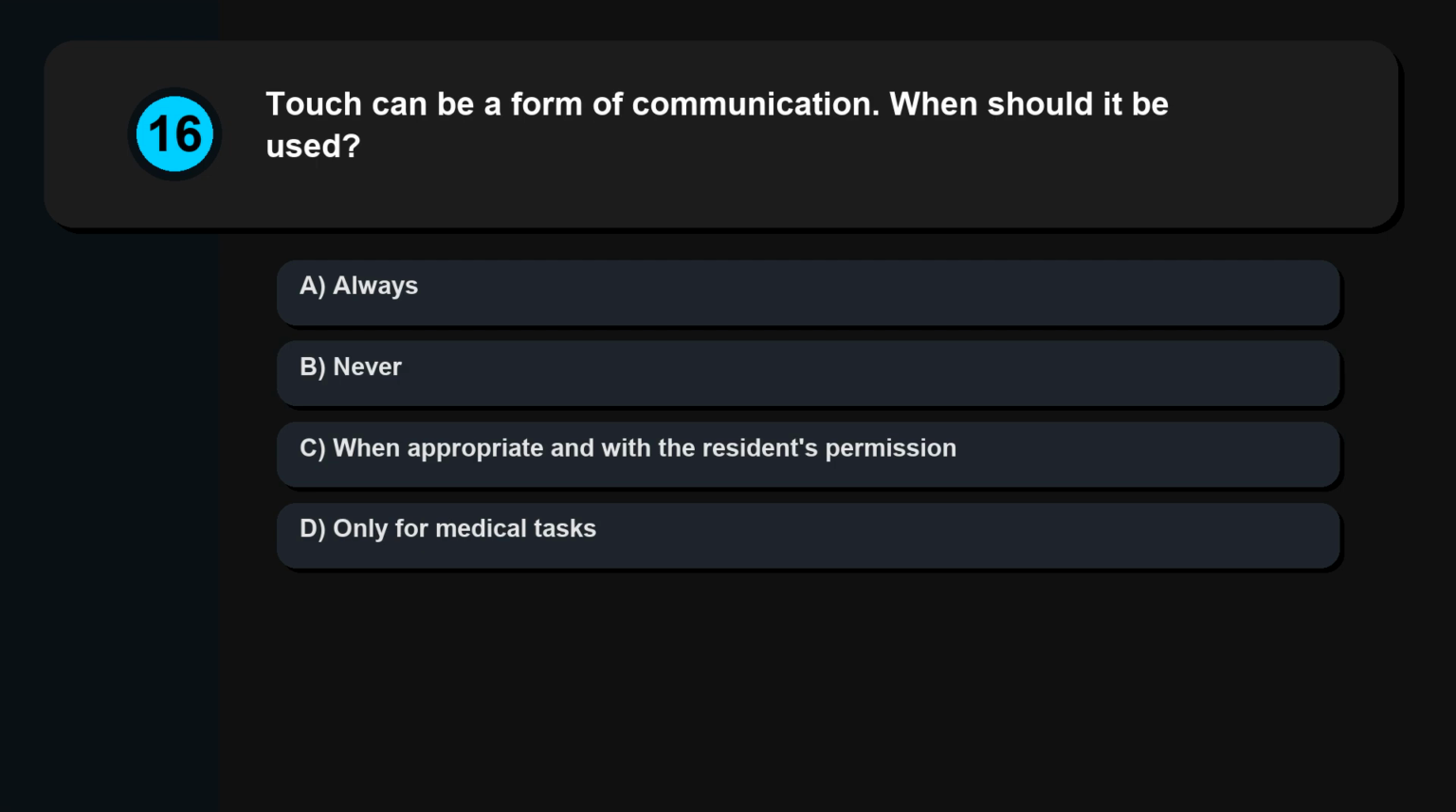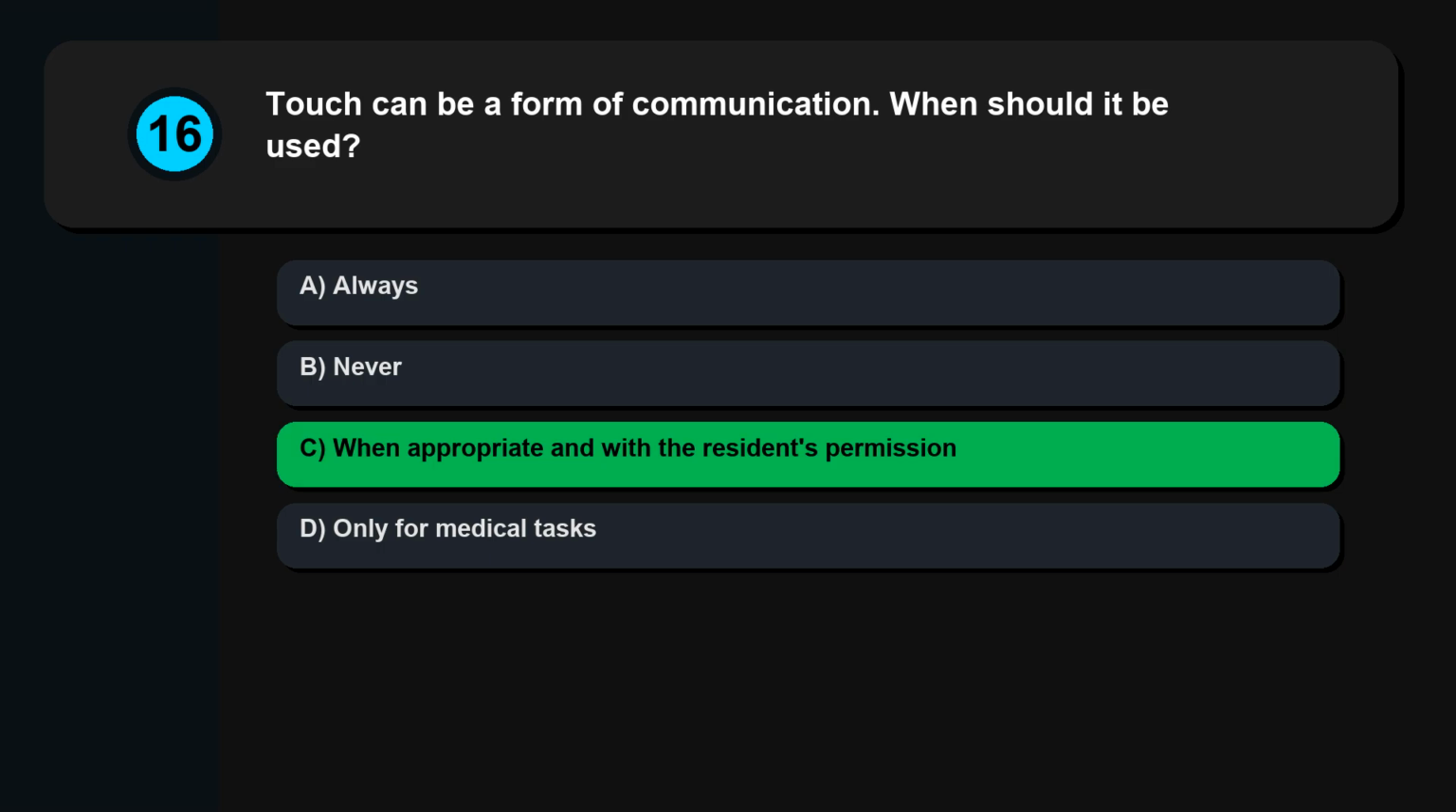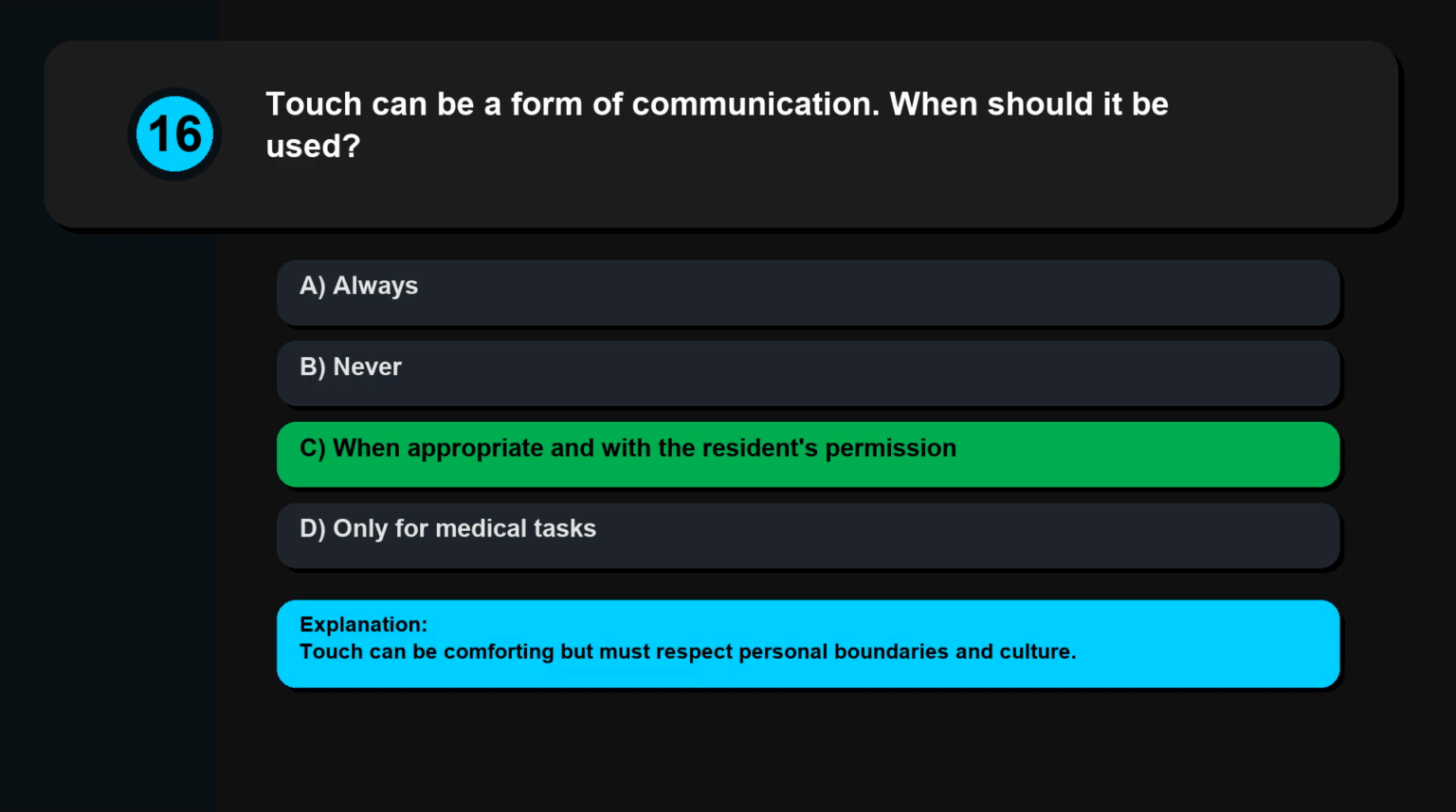Question 16. Touch can be a form of communication. When should it be used? Always. Never. When appropriate and with the resident's permission. Only for medical tasks. Touch can be comforting but must respect personal boundaries and culture.